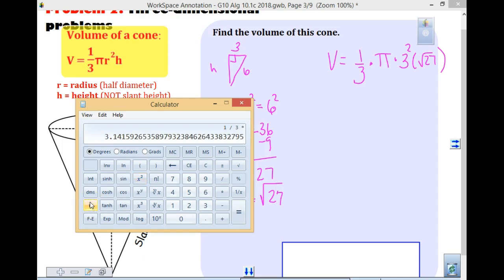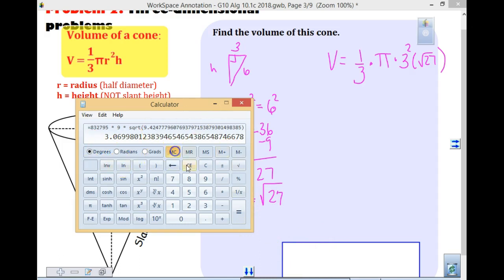So I'm going to hit pi. Okay. I am now going to take it times 3 squared, or could I just put times 9? Yeah, or I could put times 3 squared, right? So times 9. Then I believe on my calculator I have to get this square root first. So times the square root. Nope, that took the square root of 9. So on my calculator, I have to hit that square root button afterwards instead of before.